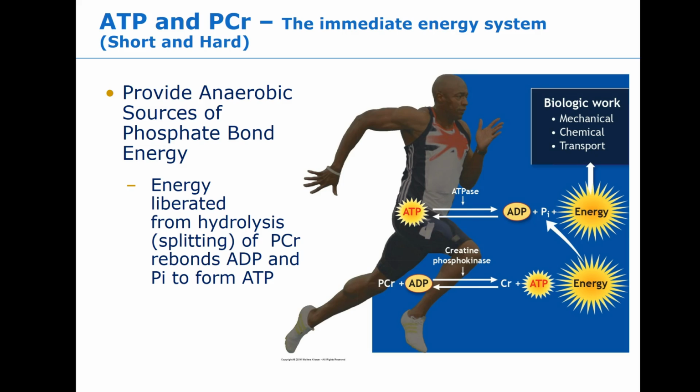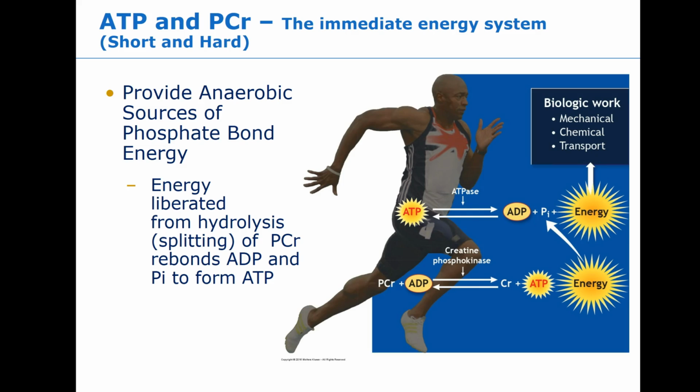So you might also have your textbook refer to the ATP-PCR system as the immediate energy system. So this is for short duration work. This could also be for very powerful, very explosive work to the tune of up to maybe 15 seconds. So this is our anaerobic source of phosphate bond energy, where the energy is liberated due to the hydrolysis, which is a splitting of the PCR and rebonds with our ADP and phosphate to form ATP.